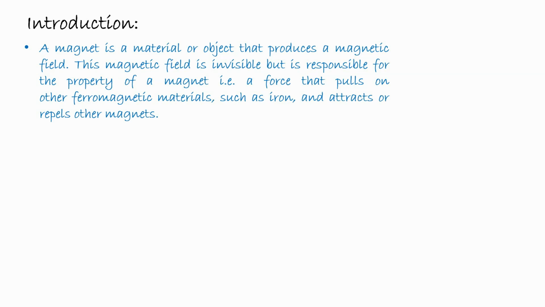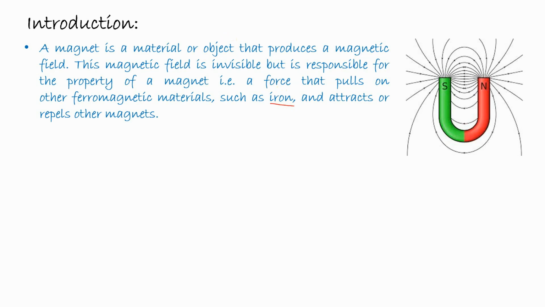We are all familiar with magnets, and we know that a magnet has the property to attract some ferromagnetic materials, for example, iron. Similarly, if we use two magnets, then we can see that if there are opposite poles, there will be an attractive force, and if there are the same poles, there will be a repulsive force between the poles of the magnet.